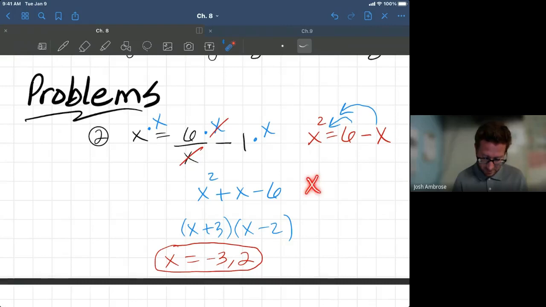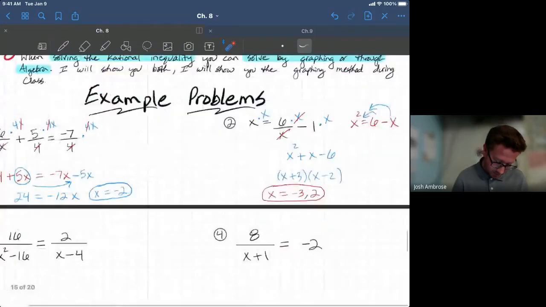So in other words, x plus 3 equals 0. Solve it. That's how I got negative 3. Then x minus 2 equals 0. Solve it. That's how I got 2. All right, good. Let's move on.